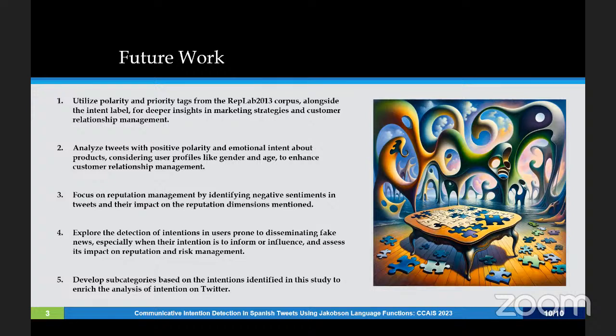At fourth place, explore the detection of intentions in users prone to disseminating fake news, especially when their intention is to inform or influence, and assess its impact on reputation and risk management. Finally, develop subcategories based on the intentions identified in this study to enrich the analysis of intention in Twitter.